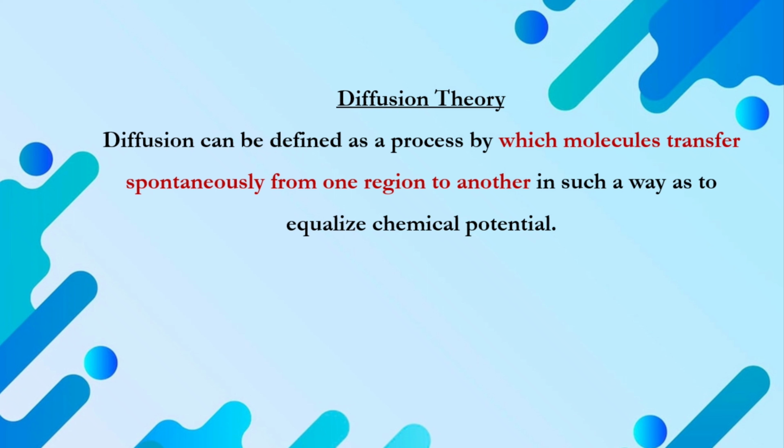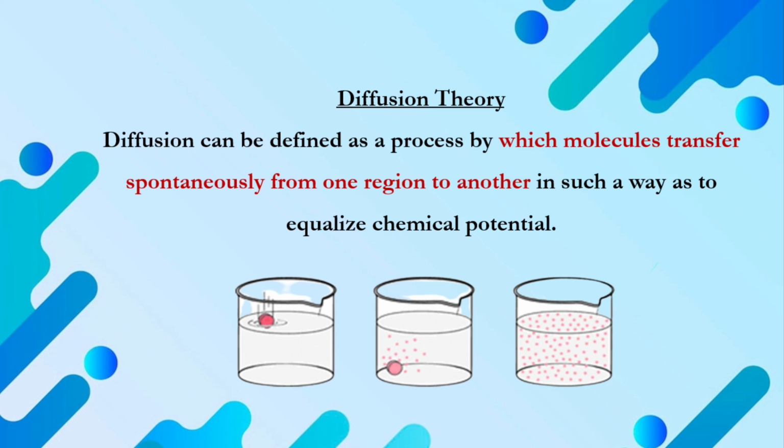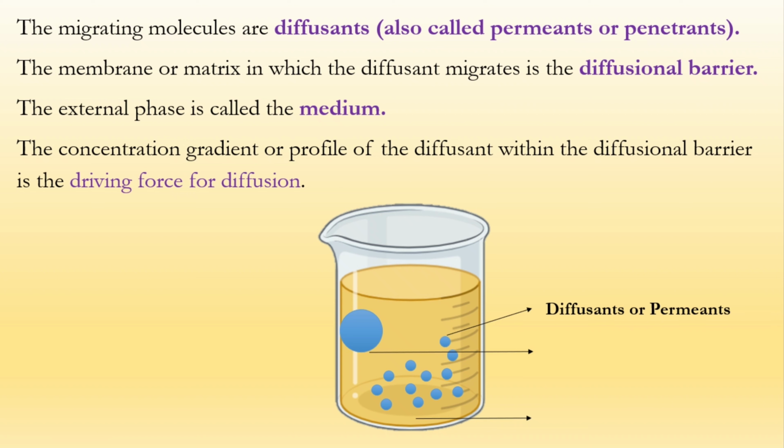Diffusion can be defined as a process by which molecules transfer spontaneously from one region to another in such a way as to equalize chemical potential. Here you can see the tablet contents get diffused into the solution without any external energy. The migrating molecules are called diffusants. They can also be termed as permeants or penetrants. The membrane or matrix in which the diffusant migrates is the diffusional barrier. The external phase is called the medium. The concentration gradient of the diffusant within the diffusional barrier is the driving force for diffusion.